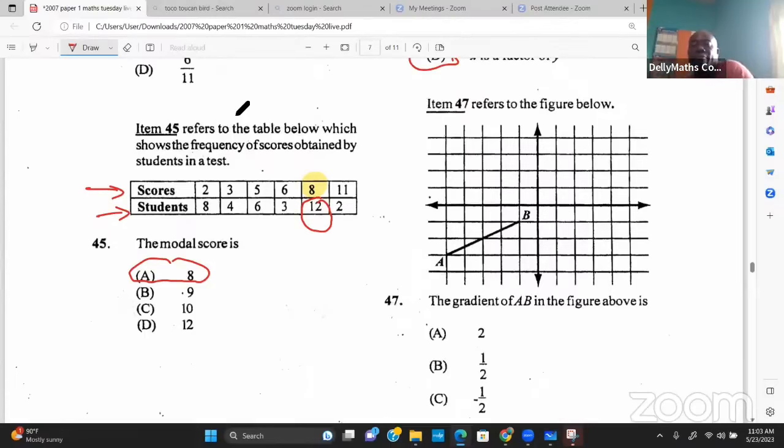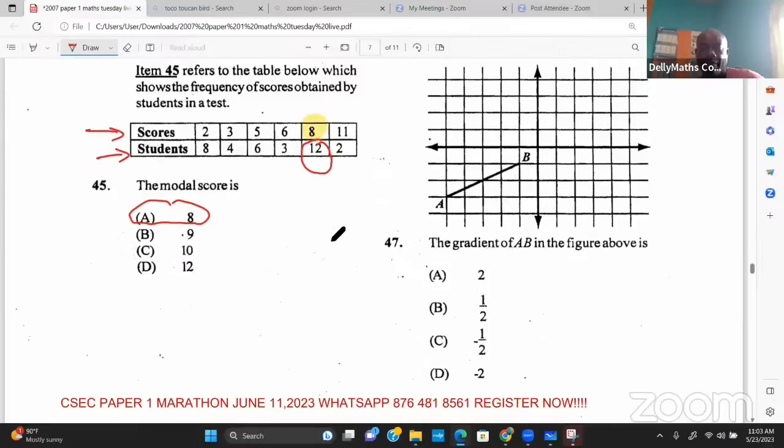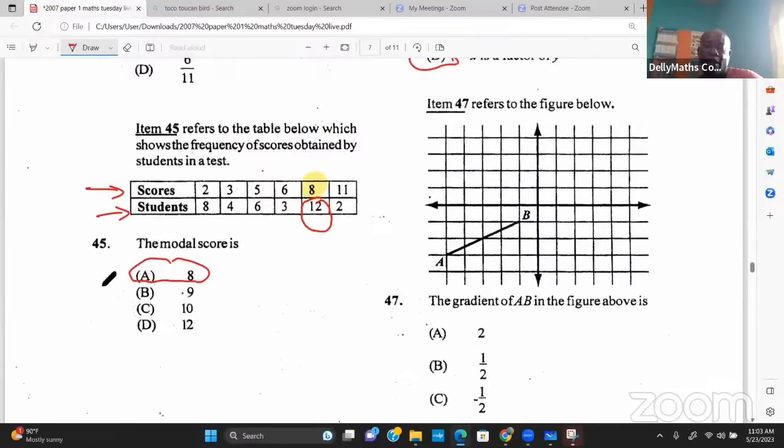All right, item 47 refers to the figure below. We're looking at that. Let's put it up. It says the gradient, right? The gradient of AB in the figure above is what? Remember, the gradient can be calculated by using rise over run.